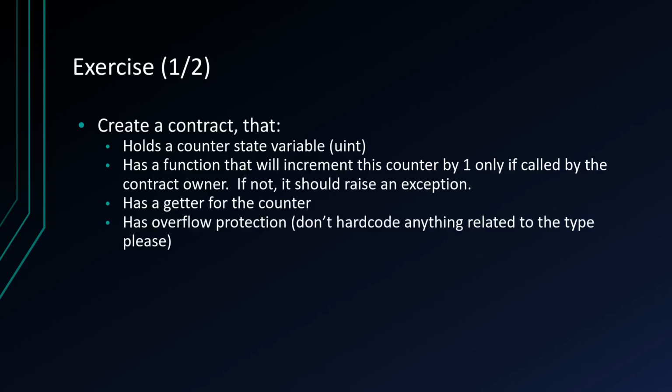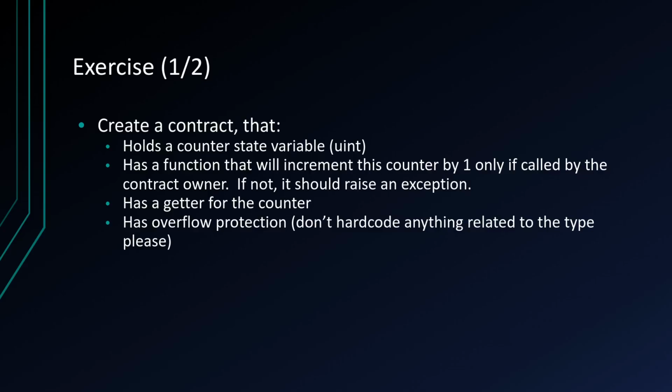It's a pretty simple counting contract. So we want to have a contract which simply holds one counter as a state variable, and that contract has a function which will essentially only increase this counter by 1. But this can only happen if this function is called by the contract owner. Otherwise, it shouldn't change the counter. And there should also be a function to get the counter, so it's simply a way of reading it. And as an additional complication, you should also add some integer overflow protection.